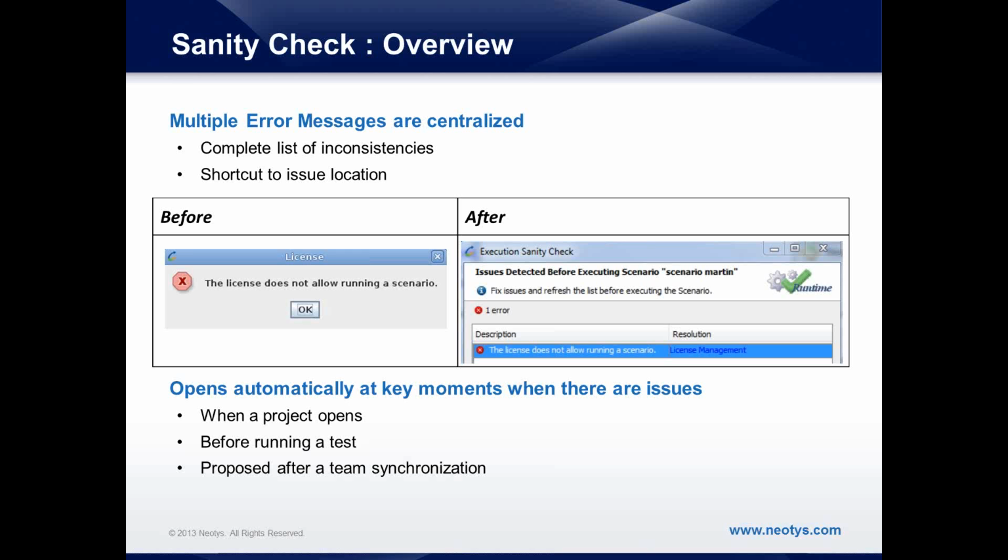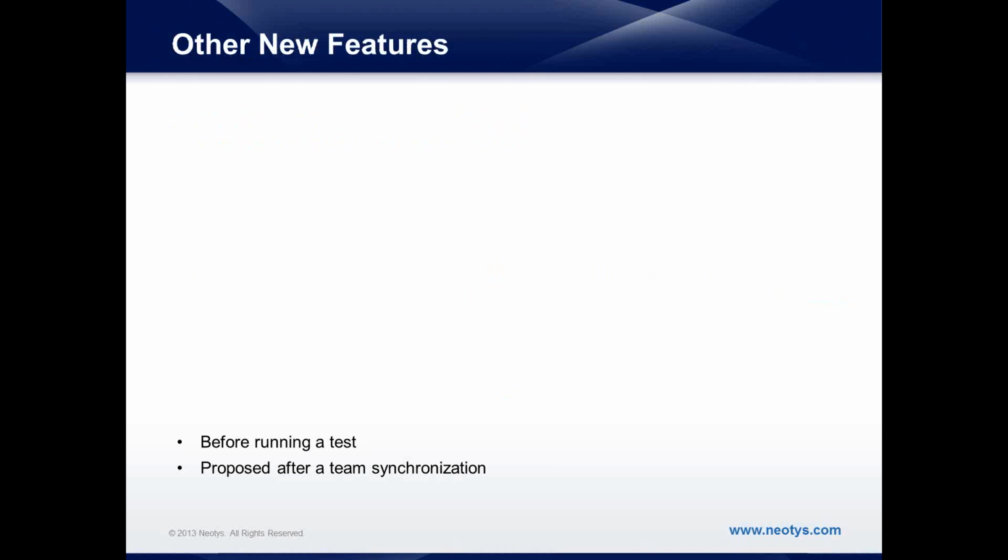So, for example, as the screenshot shows, you can see that the license does not allow running a scenario, if you look at the error you have. So you have the resolution, which is, of course, to go to the license management to change this license. But not only the license, in the sanity check you can have a lot of information just before running the test. You can see that this pop-up is automatically opened at key moments, typically when the project is opened, before running a test, and when you want to do a synchronization with your NeoLoad Team server. This is for collaboration, for those who know.